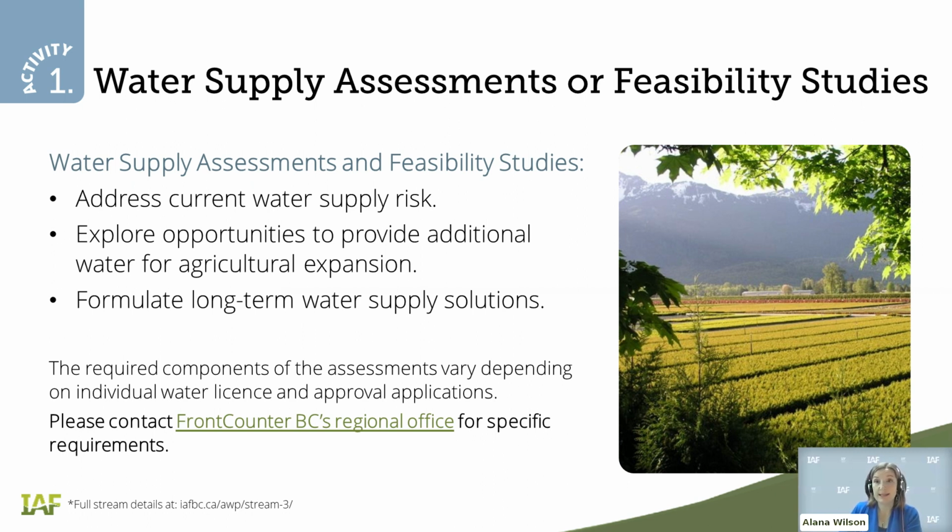Water supply assessments or feasibility studies address current water supply risk in a region with significant water supply problems that directly affect the viability of current agricultural operations and where it's difficult to develop reliable water sources. Explore opportunities to provide additional water for agricultural expansion or formulate long-term water supply solutions for existing and future agricultural operations within the service area of the water supply system.